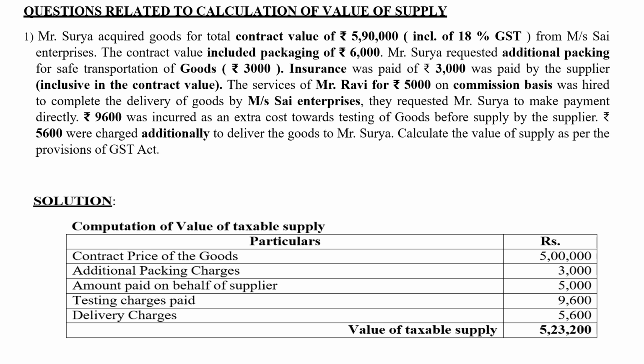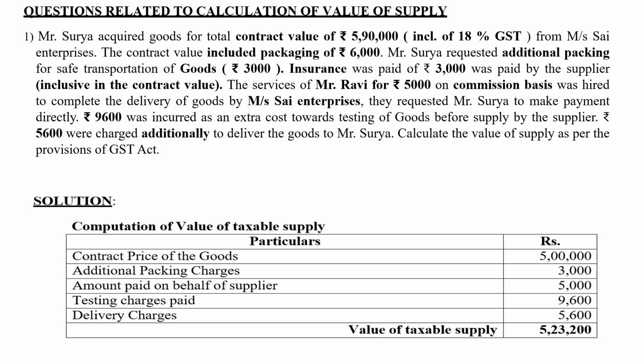So this is included in the contract. Even the contract value including packaging is included in the contract value, so we are not going to consider that. Then insurance was paid for 3,000 to the supplier. This is also included in the contract value.